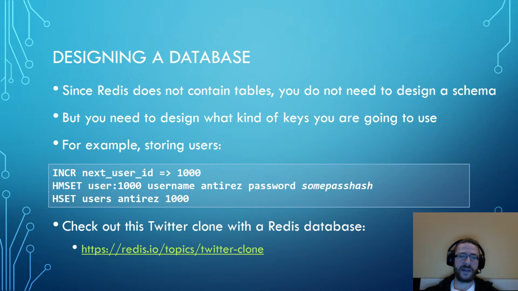So we create our database by creating different objects. This is how designing a database in Redis looks like. It's strange at first, I know, especially if you're used to SQL databases. It's very different, but bear with me because this is also super fast and super convenient.